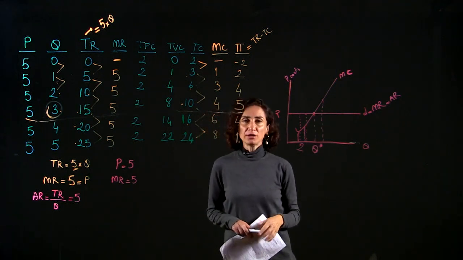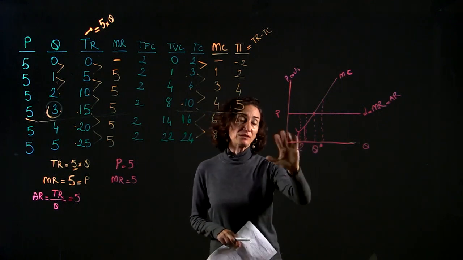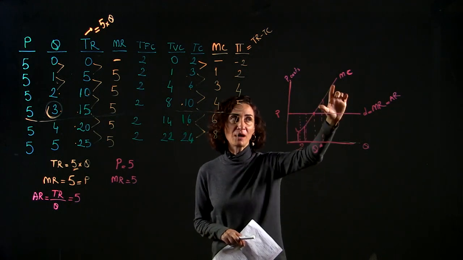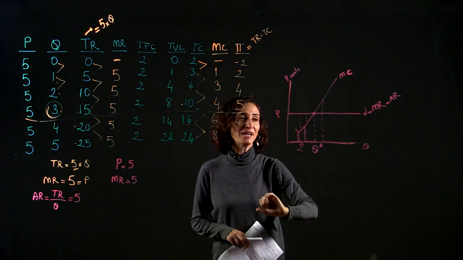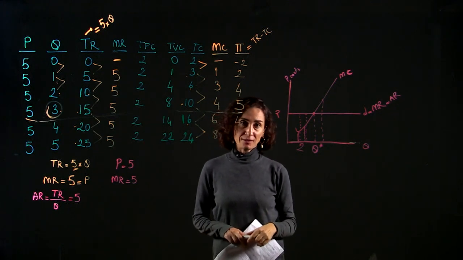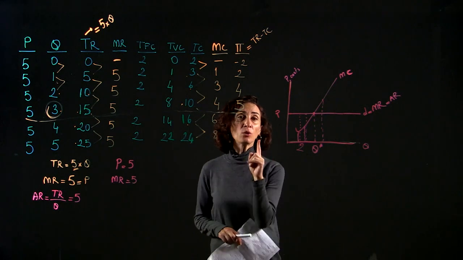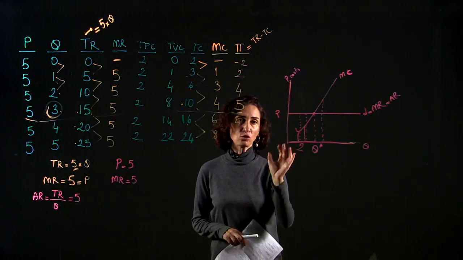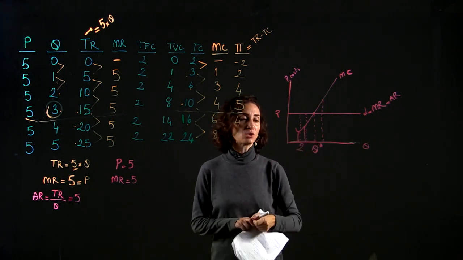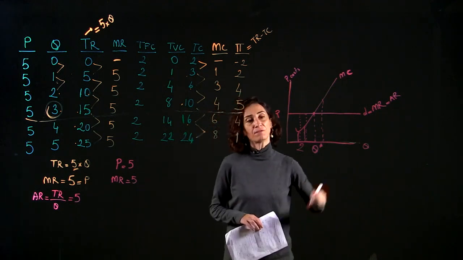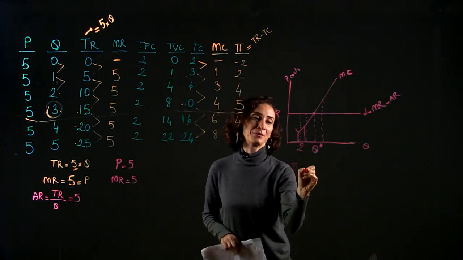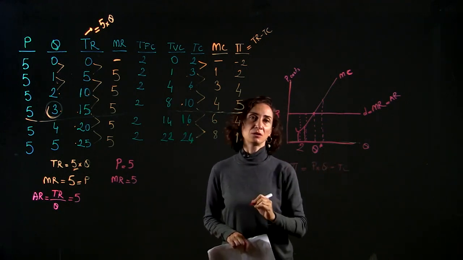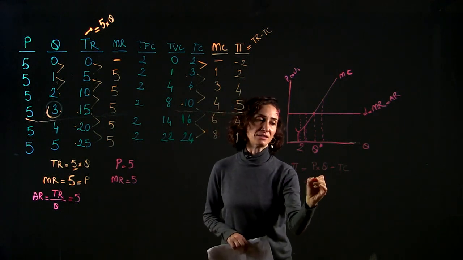Now, how do I show the amount of profit on this graph? Never say that you show it by these areas. It doesn't work that way. You need only one more curve on this graph to show the amount of profit, okay? So I want you to remember the definition of profit once more. Price times quantity minus total cost. That is the definition. I can write this as this.